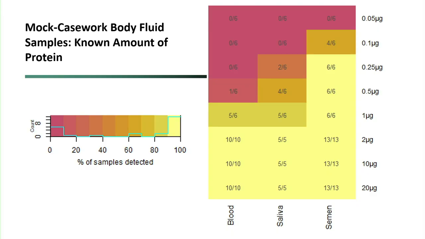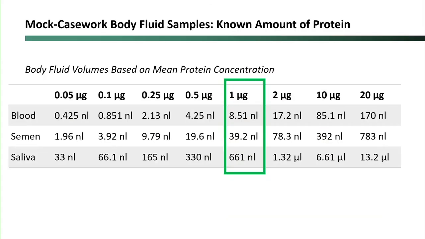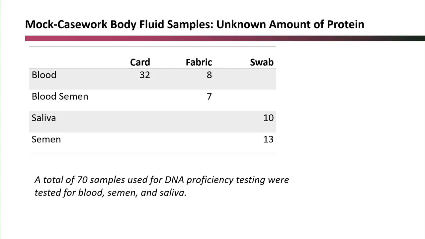So the light yellow is 100% detection, and that darker pink color is 0 samples detected. Based on this, you can see semen has the best detection. We're getting full detection of all samples all the way down to 0.25 micrograms. Blood and saliva are not quite so sensitive. We start to see reduced sensitivity at about 1 microgram of total protein. But again, the volumes we're looking at of blood, semen and saliva at 1 microgram are still in the nanoliter range, so pretty small.